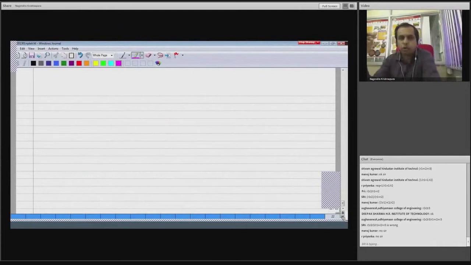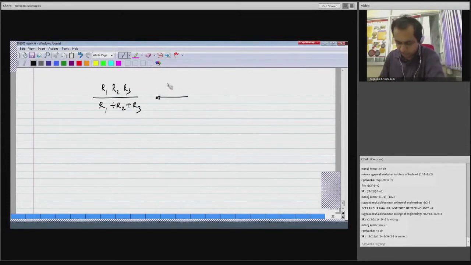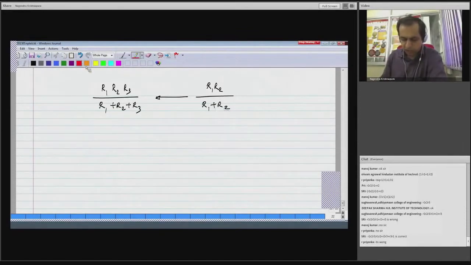Okay, there were no questions, but somebody said if you have three resistances in parallel, the effective resistance would be R1 R2 R3 by (R1 plus R2 plus R3). Now, I assume this person obtained this as an extension of R1 R2 by (R1 plus R2), but as somebody already responded, this is not correct. In fact, this cannot be the formula for a resistance.